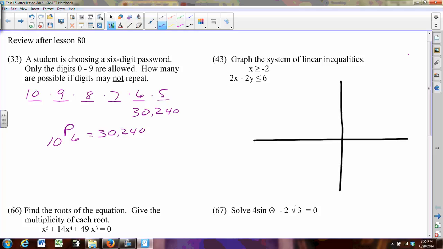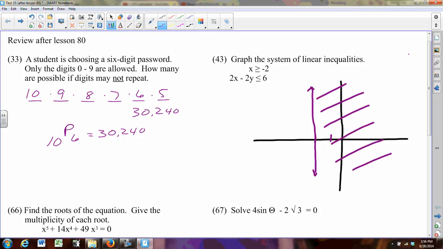So for this first one, I'm going to graph x is greater than or equal to -2. So here's my -2. I would use a solid line because it's "or equal to." And then where is it greater than -2? Everything over here.